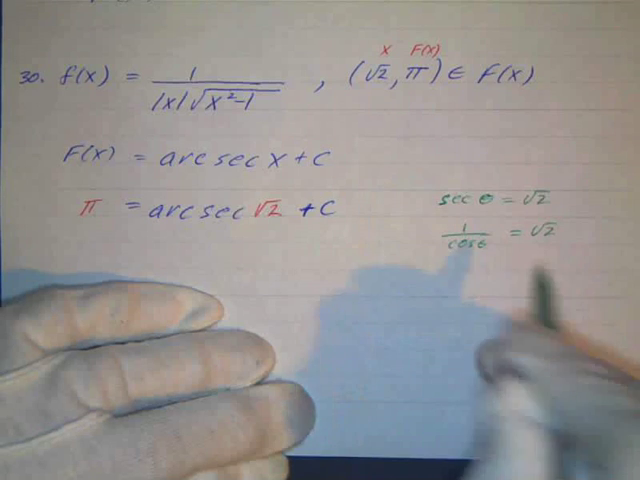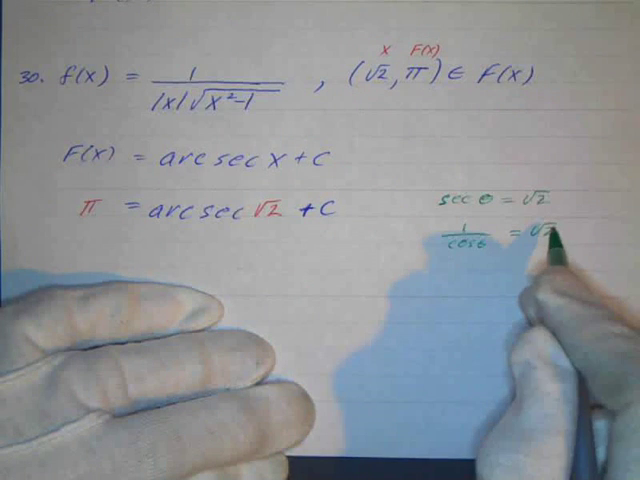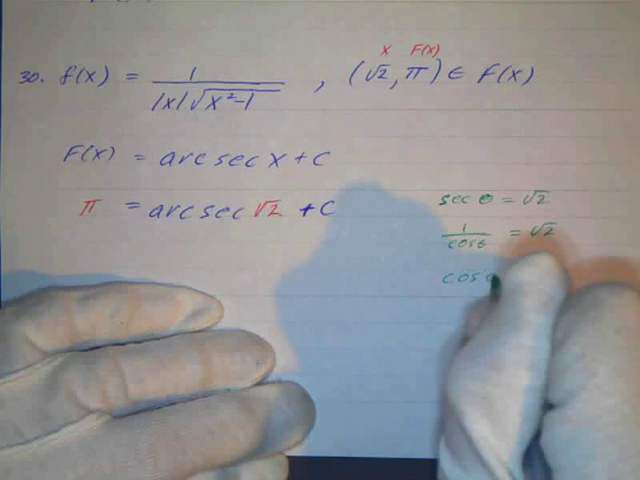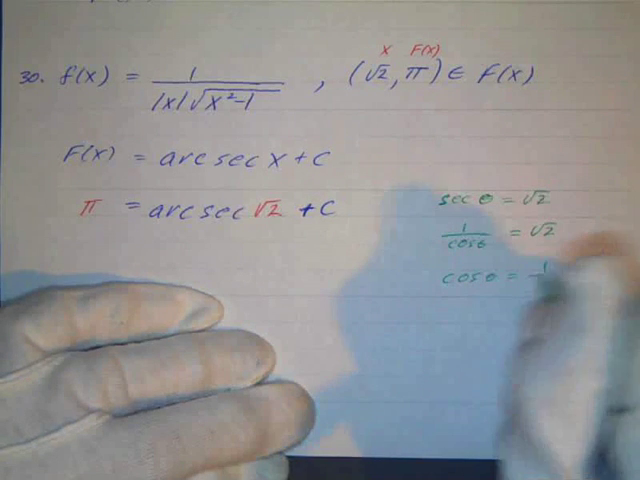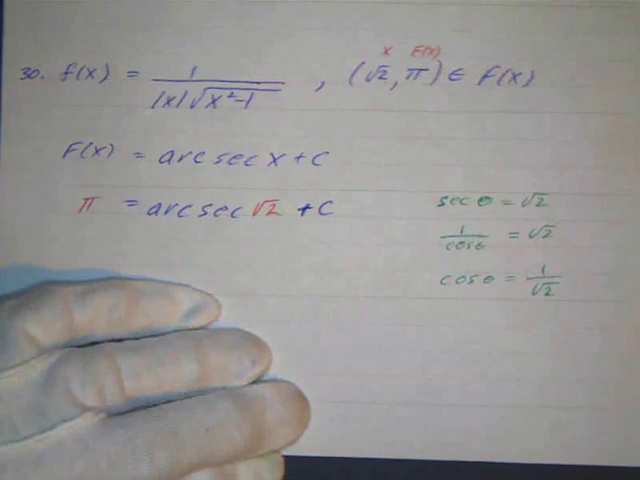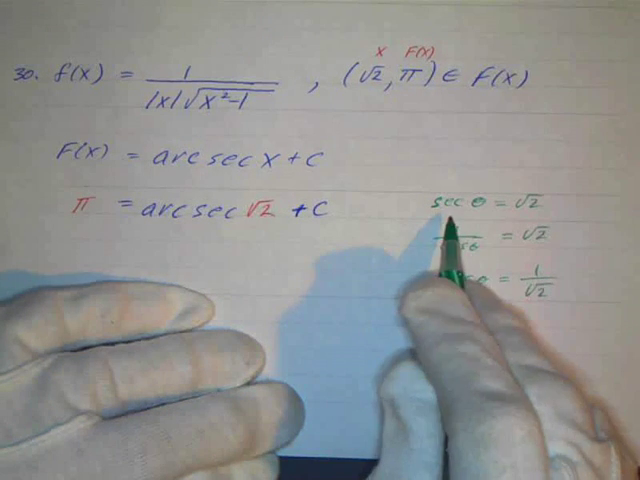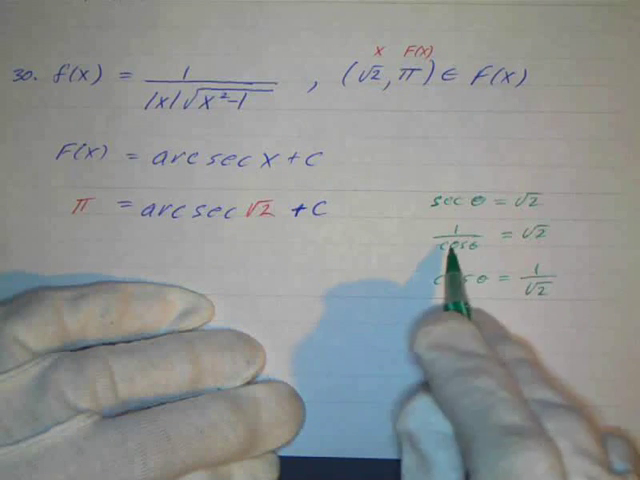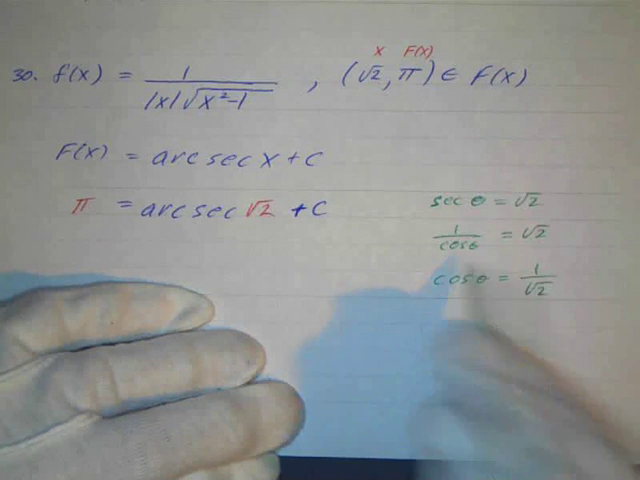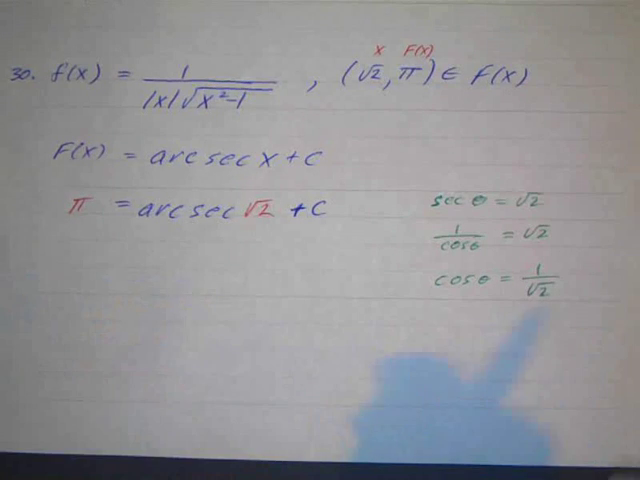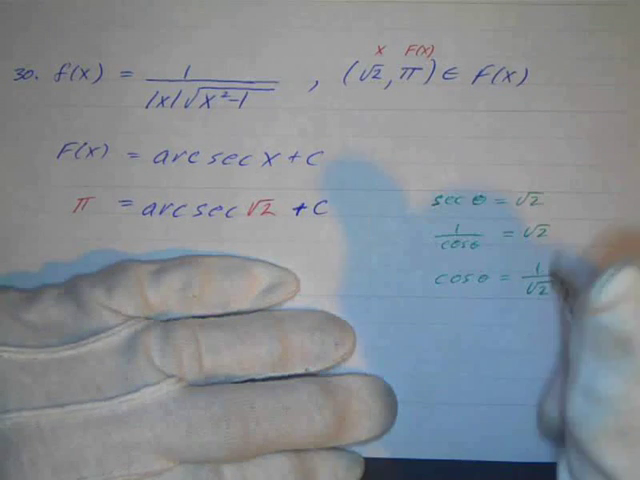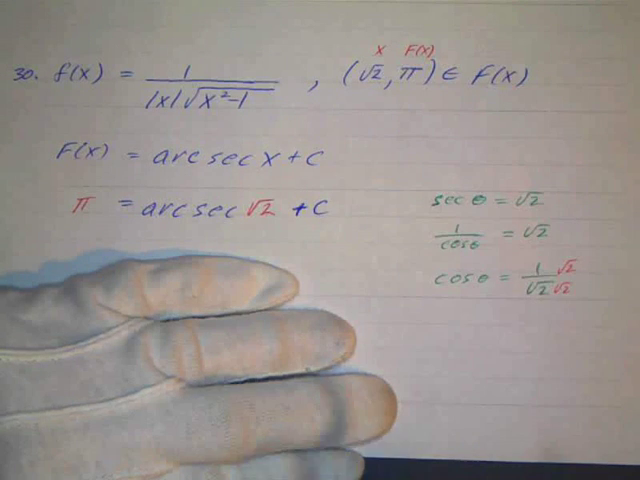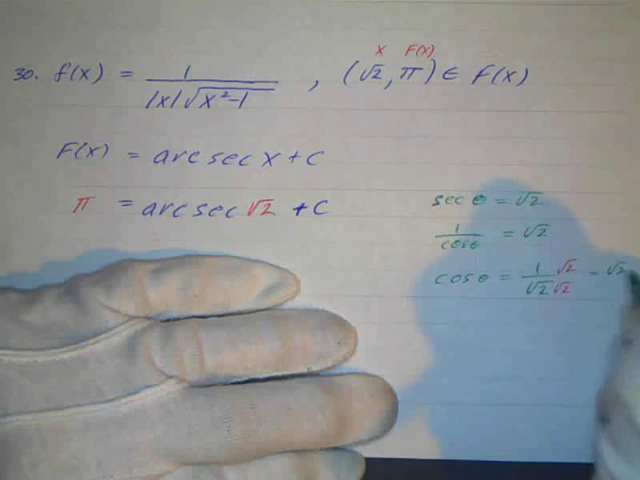equals the square root of 2, and then we could multiply both sides by the cosine and divide by the square root of 2, so we have the cosine of theta equals 1 over the square root of 2. Then we can rationalize that, and that's equal to the square root of 2 over 2.